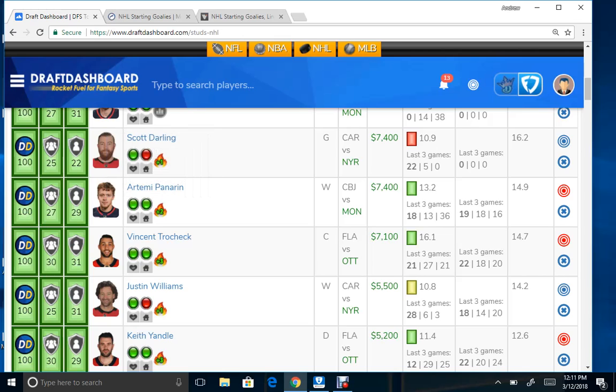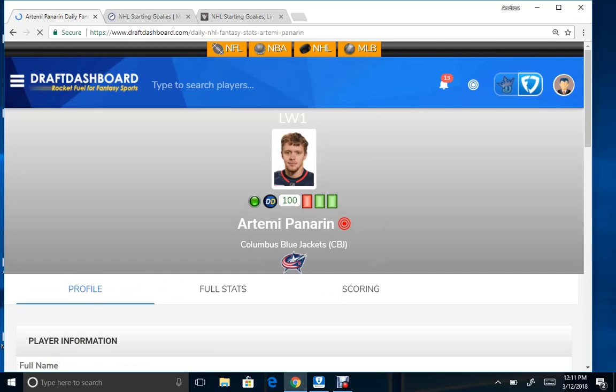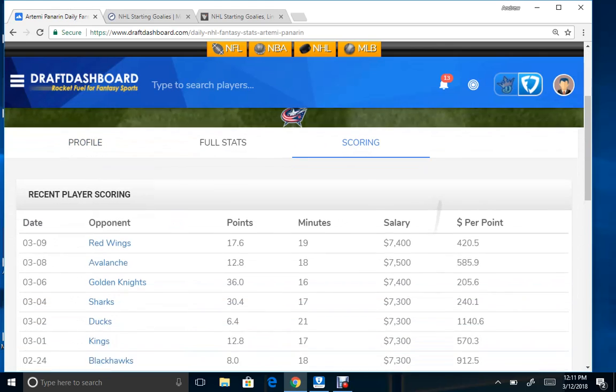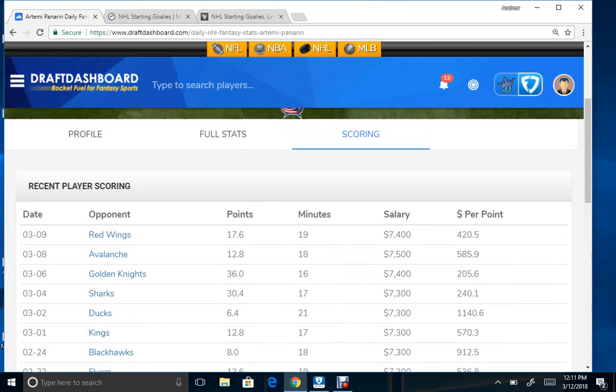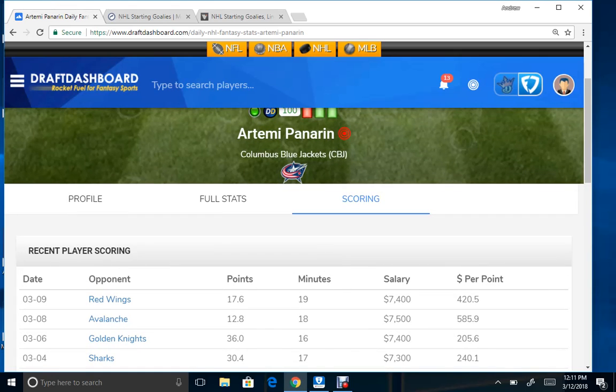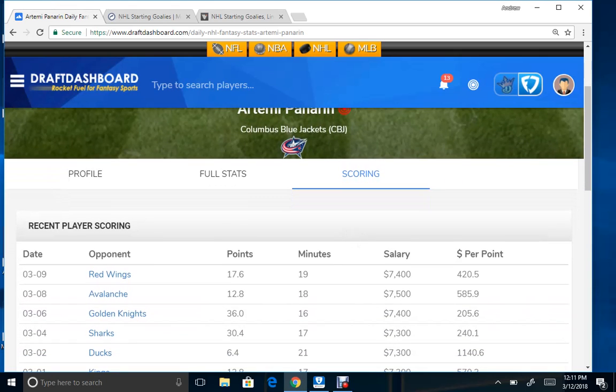We can even confirm going back farther if we just click on the guy's name, bring up more scoring stats here, click on scoring, and you can go back another 5 games to see how consistent he is. He scored almost 13, 8, 13, 11, and 21 prior to that. So he's very consistently performing, based on logically looking at the numbers.